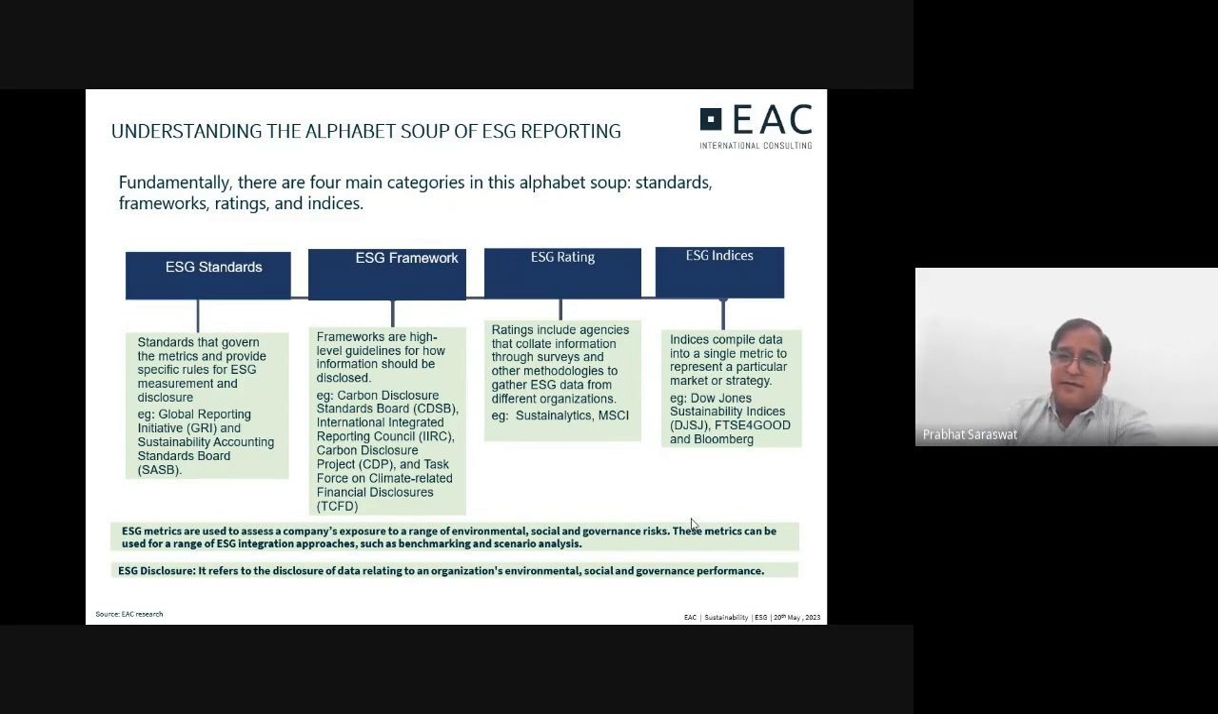These are the agencies. ESG metrics are basically used to assess companies' exposure to a range of environmental, social, and governance risks. These metrics can be used for a range of ESG integration approaches, such as benchmarking or scenario analysis. ESG disclosures refer to the disclosure of data relating to an organization's environmental, social, and governance performance. Many companies are disclosing their ESG targets and commitments under these three pillars.